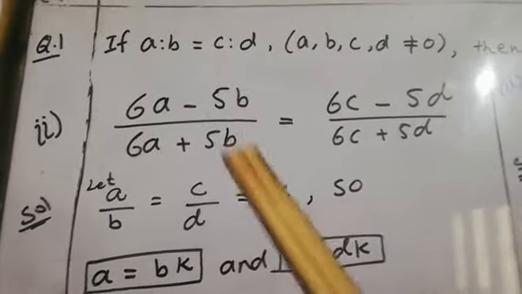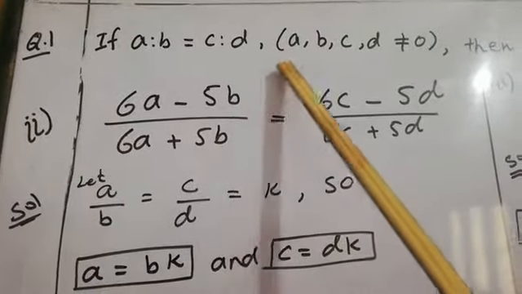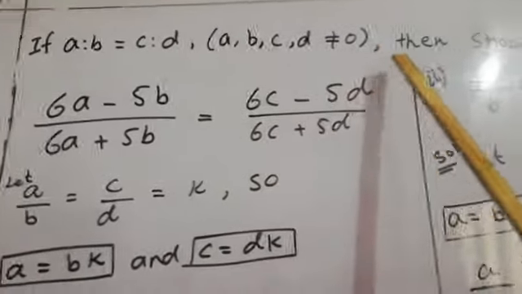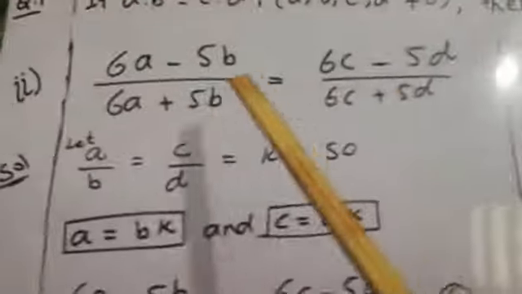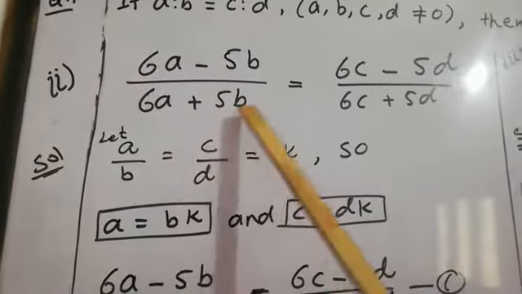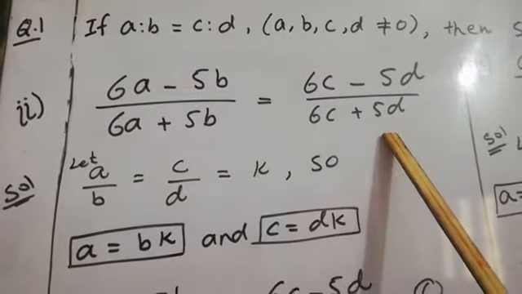Question number 1: if A ratio B equals C ratio D, where A, B, C, D are not equal to 0, then we will show that, Part 2: (6A minus 5B) by (6A plus 5B) equals (6C minus 5D) divided by (6C plus 5D).